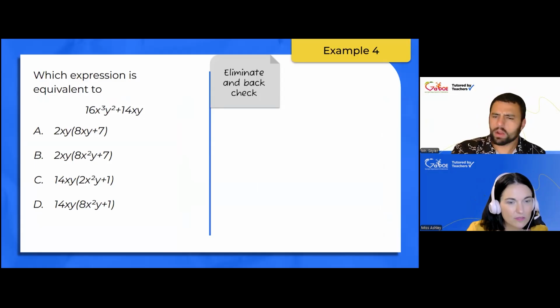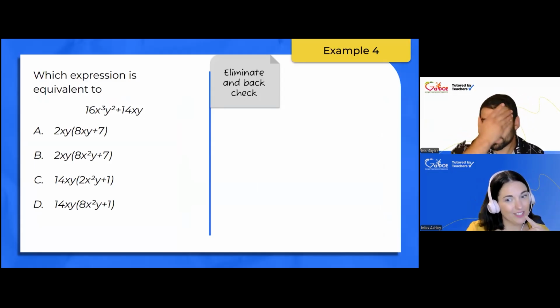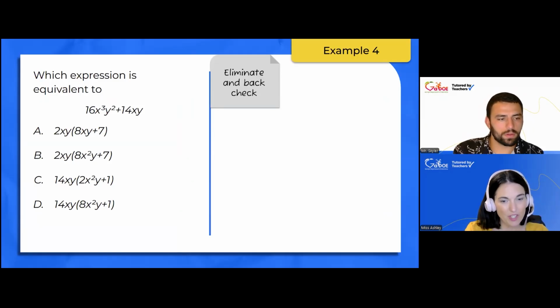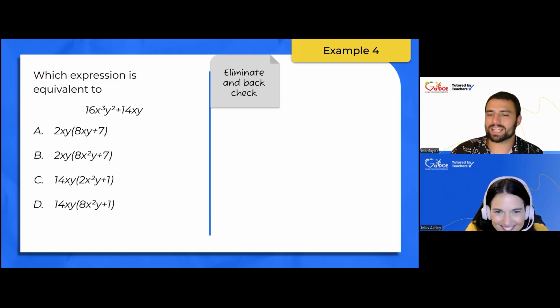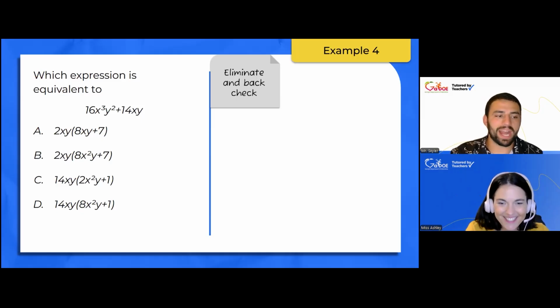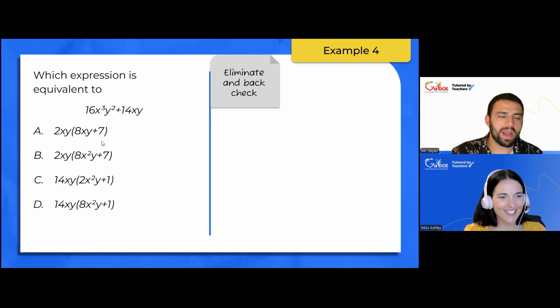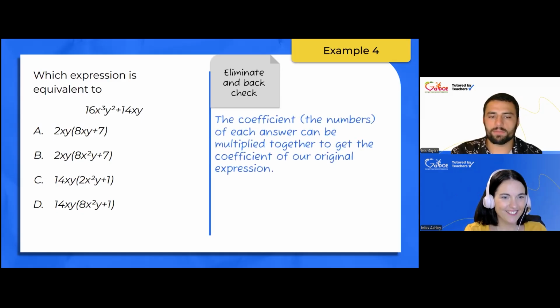So, Miss Ashley, how much percentage do we have set for eliminate and back check? I was going to say it's only 13% eliminate and back check. I've got 79% working it by hand. Let's go. Now, this one's a fantastic problem to eliminate and back check on. So all my answers are kind of in the same format.